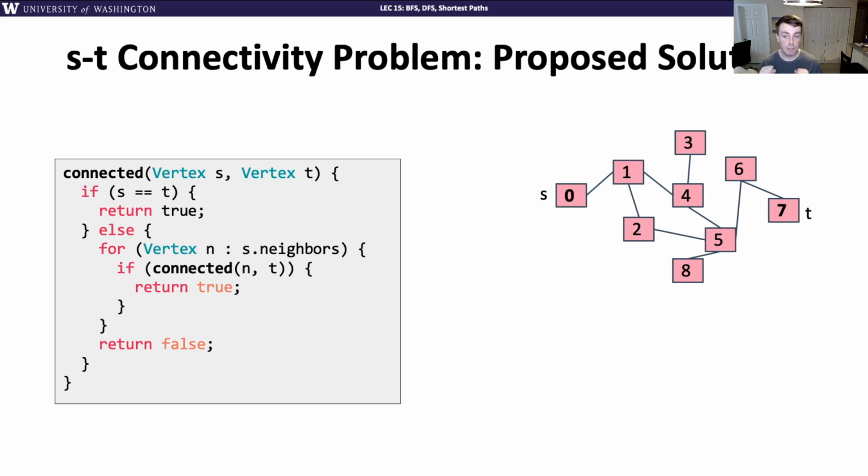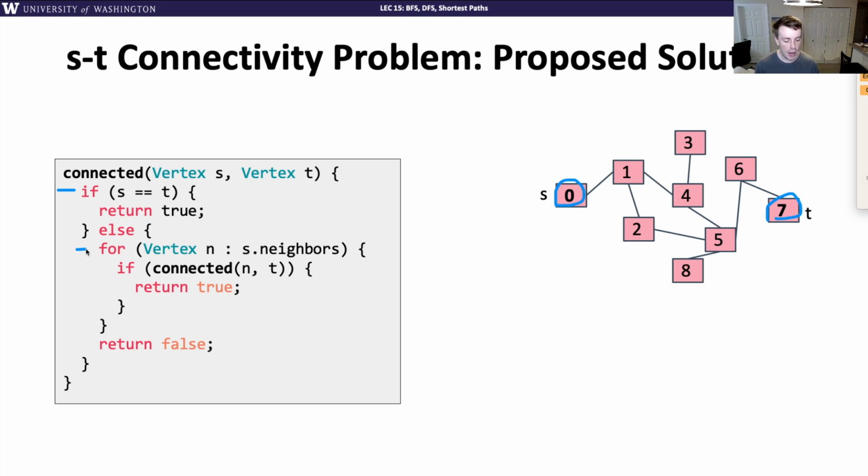So the connected problem between S and T: if S and T are the same, like if we're at the same node, then they're going to be connected, right? If I asked, are 7 and 7 connected? We can say by definition they're the same node. We'll just say that's true. Otherwise, suppose I'm starting at some node S being 0 and my target is this node T. The first thing I do is loop over all of S's neighbors.